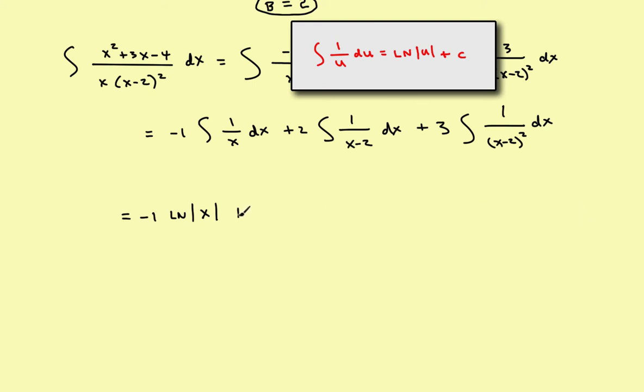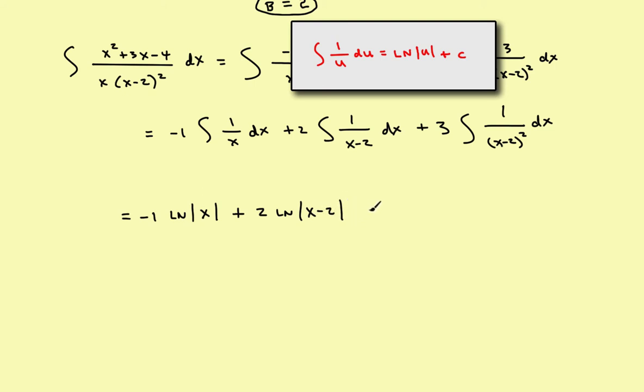Then this one is going to be, here is 2. And again, as long as this is just a simple x, then you don't need to use u substitution. And this will turn into the natural log of x minus 2. That's something we've discussed in a previous video.